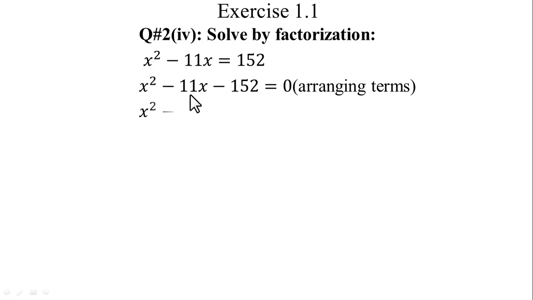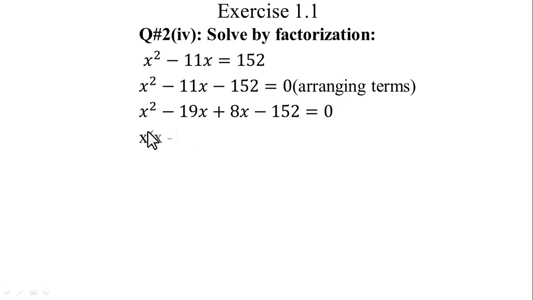So the two parts are minus 19x plus 8x. Minus 19 plus 8, answer will be minus 11x, and minus 19 multiplied by 8 is minus 152. So after the factorization of the term, x square minus 19x plus 8x minus 152 is equal to 0.